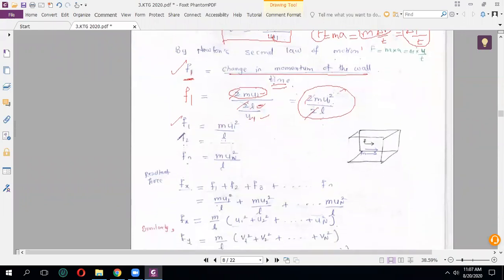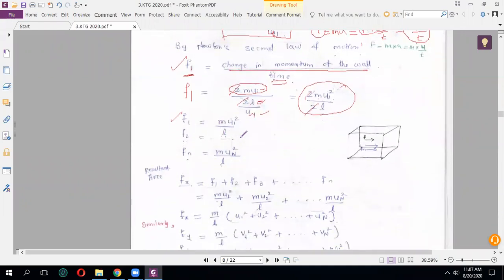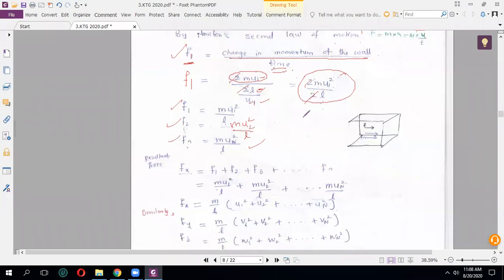What about the second particle's x direction force, F2? Same. If this one gives mu1, then what will the second force in the x direction be? mu2 square upon L. Understood, students? So we have n gas particles, and their force is Fn is equal to mu square upon L. I hope you understand this part. Anyone having any doubt? Yes, Tabassum. Clear this part? Yes, sir.